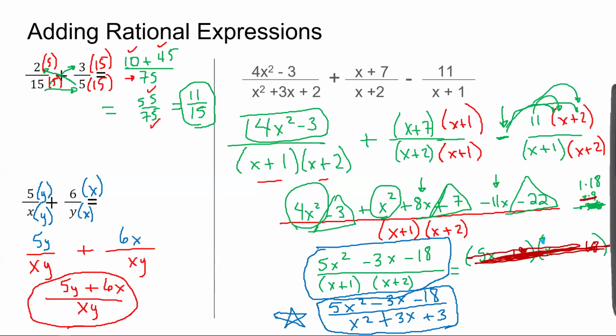If you're adding or subtracting, you've got to have a common denominator. If you're multiplying, you don't.